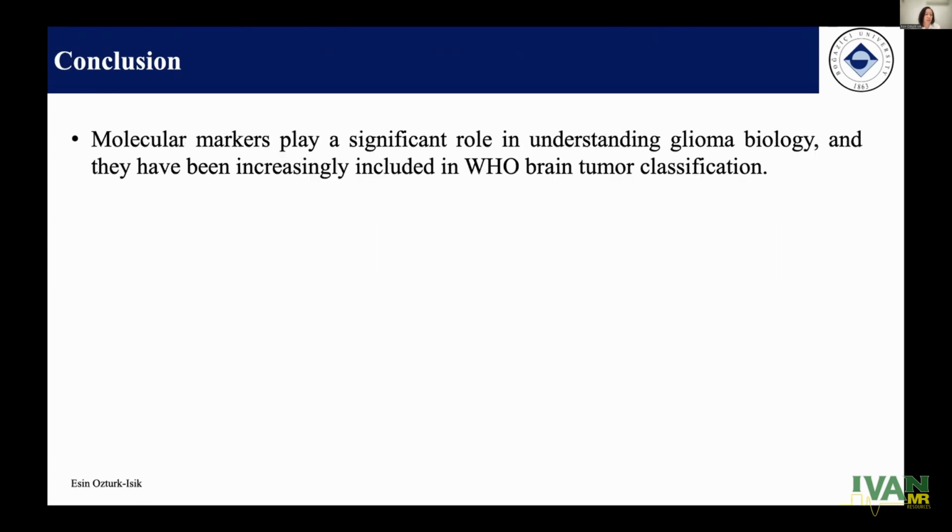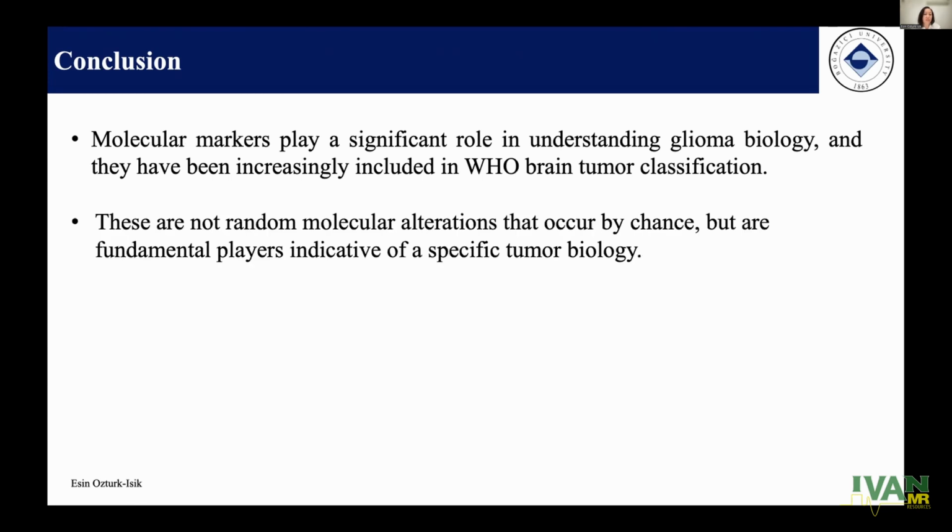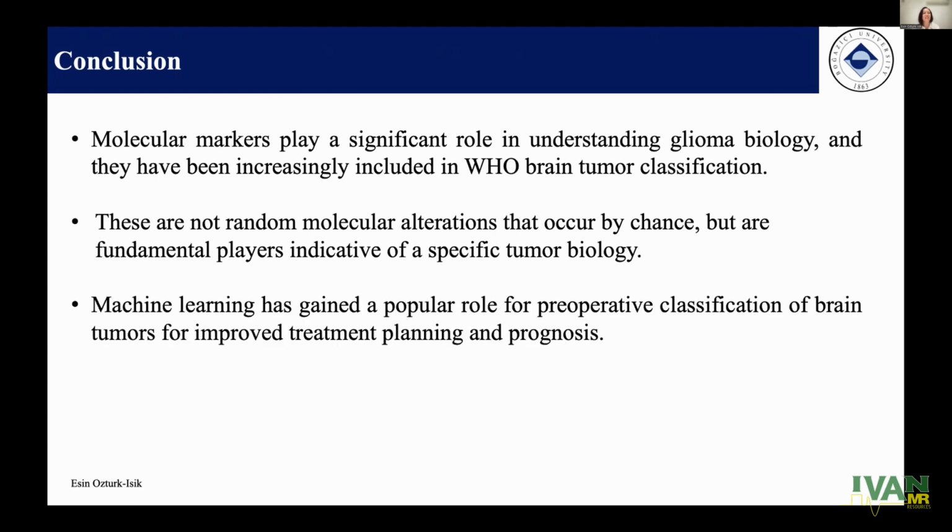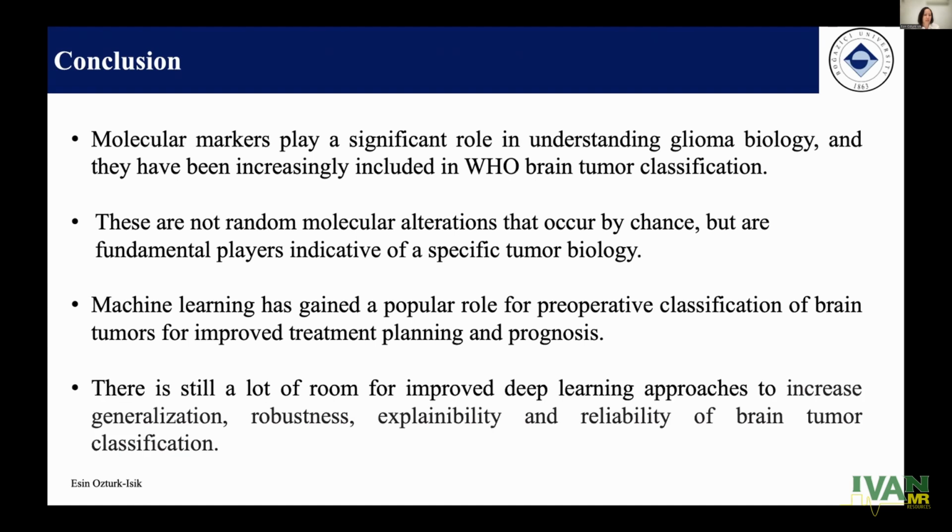In conclusion, actually, molecular markers play a significant role in understanding glioma biology and meningioma biology, and they have been more increasingly used in WHO brain tumor classification. These are not random molecular alterations that occur by chance. They actually indicate a specific tumor biology, and machine learning has gained a popular role in preoperative classification of brain tumors. And there's still a lot of room for improved deep learning approaches, improved studies, generalization, robustness, explainability, and reliability are all issues.